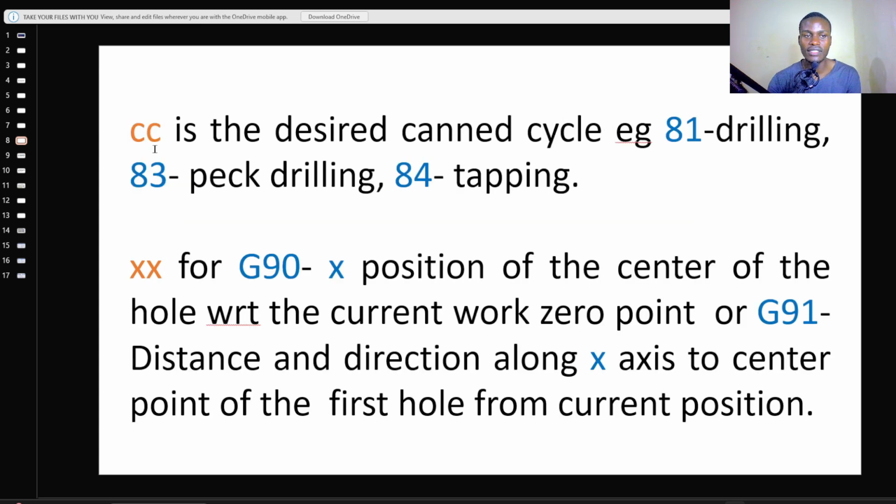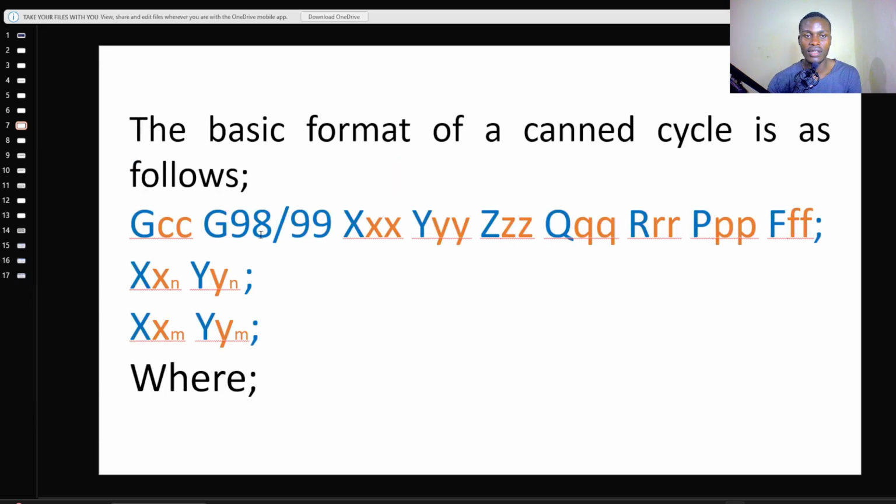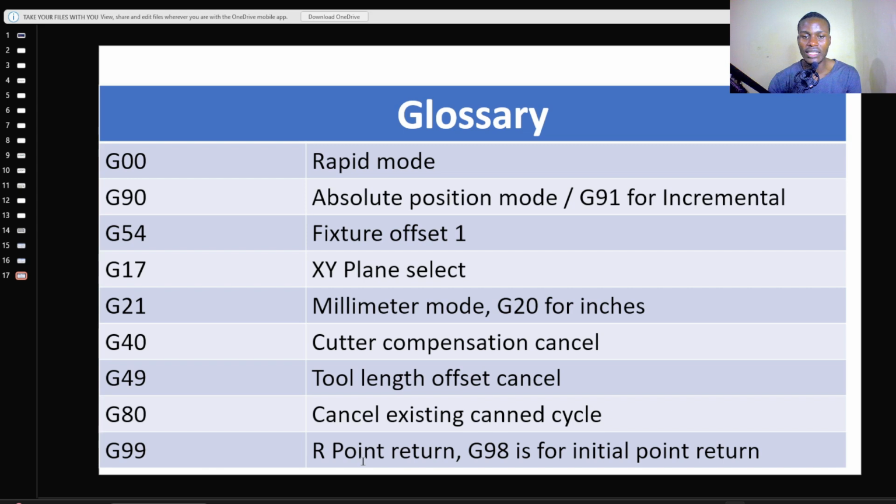Now, the first CC, as shown here, G-CC, is the desired CAN cycle, e.g. G81 for drilling, G83 for peck drilling, that's applied when you are drilling deep holes, G84 to mean tapping cycle. Now, G99 and G98. G99, you are telling the machine to return to point R, where point R is the retract height. For G98, the tool will return to the initial point where you started machining.